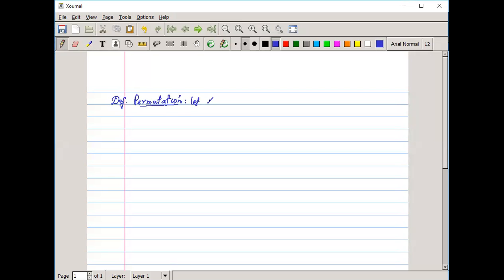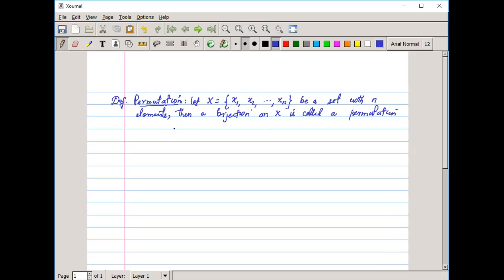Let X equal to {x1, x2, ..., xn} be a set with n elements, then a bijection on X is called a permutation on X. So that means a permutation is any bijection on a finite set X with n elements.